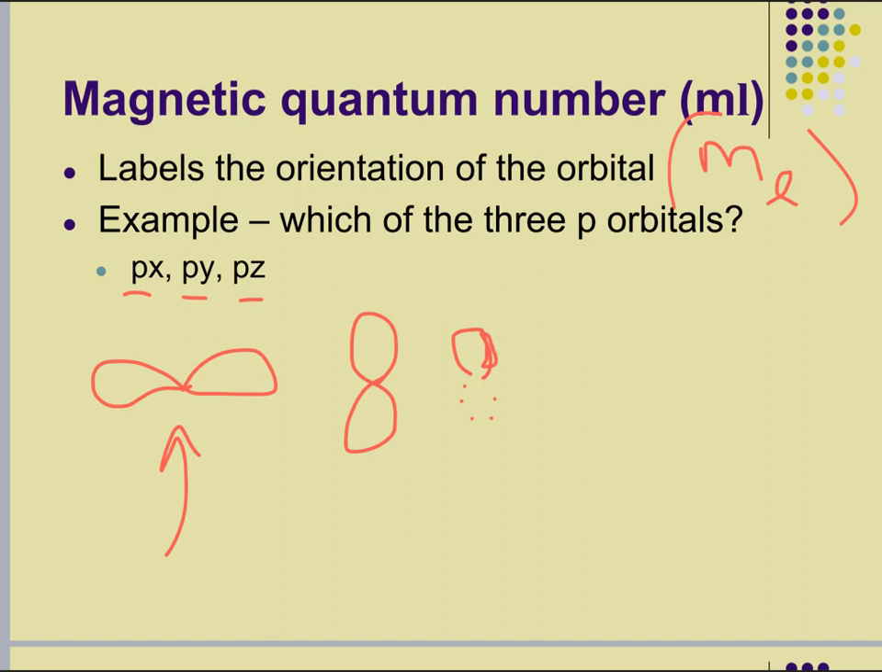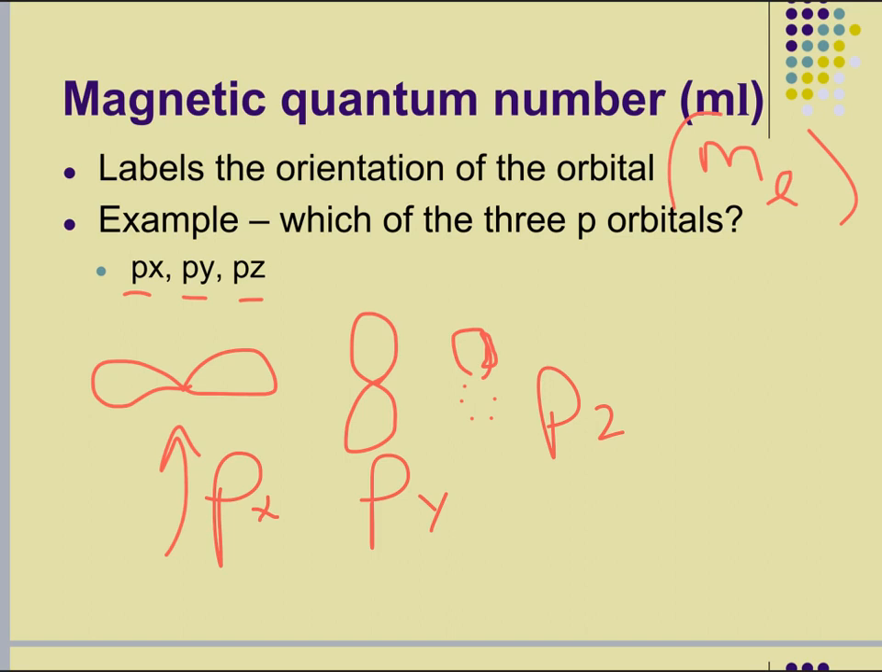This is represented in a variety of ways, though. For example, I could indicate that I have a p orbital and then use a subscript to indicate what axis that is on. So p with a subscript of x, or p with a subscript of y, p with a subscript of z, to indicate each of my 3 p orbitals.